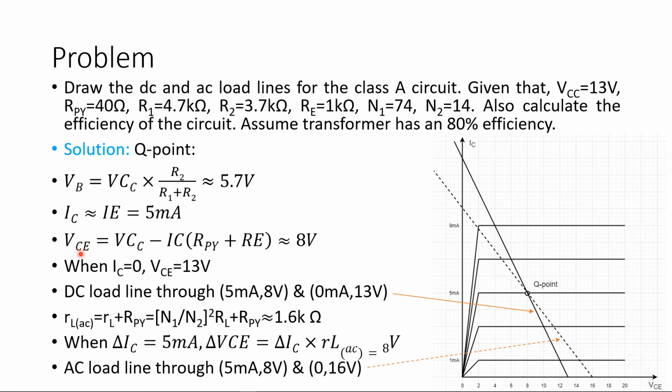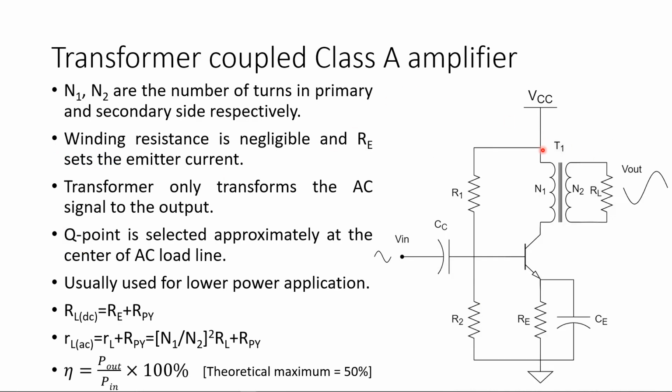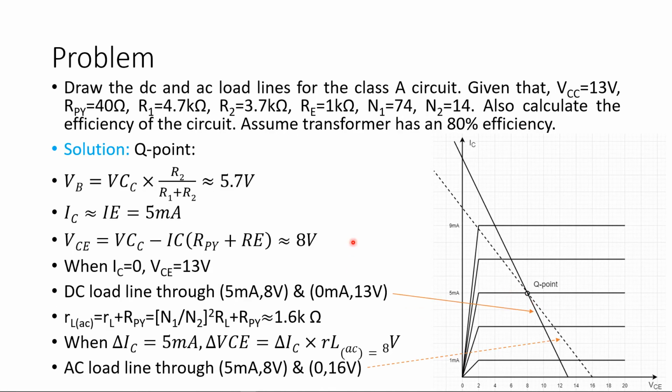is VCE. So VCE can be measured as the supply voltage minus the drop across this one, that is the primary winding resistance, and then the drop across the emitter resistance. See that this has been done here. VCE is equal to VCC minus IC times RPY, which gives you the drop across the primary winding resistance, and IC times RE gives you the emitter voltage drop. Calculating this, we get around 8 volts.